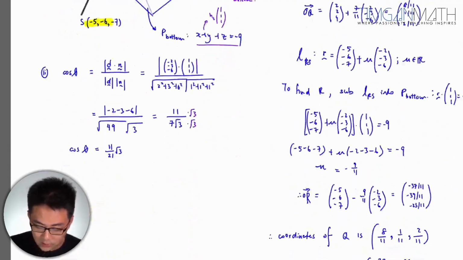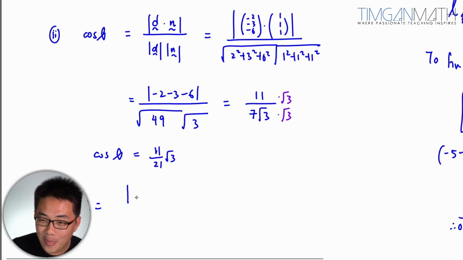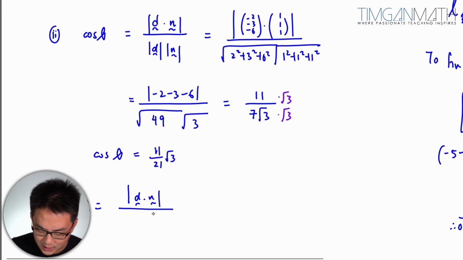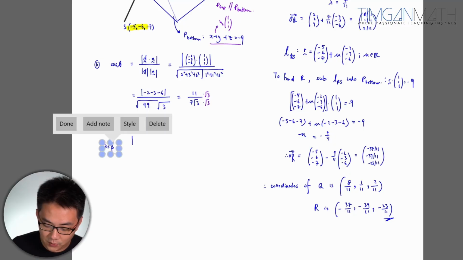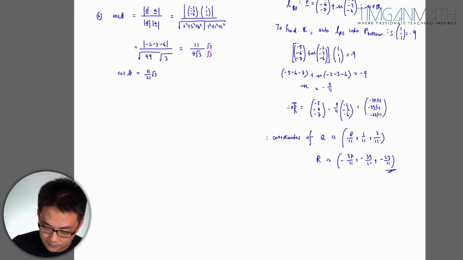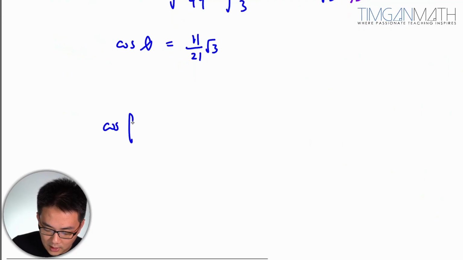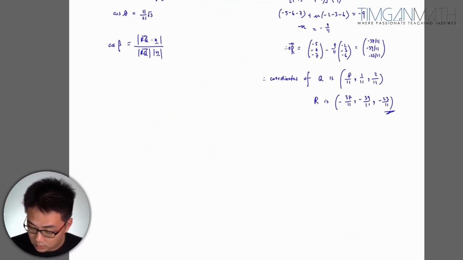Then cosine beta, do the same thing. This is pretty interesting. So cosine beta will be d dot n over... let me think. Oh, for cosine beta we need to find RQ. Beta is over here, I'm sorry, I thought it was something else. So beta is for RQ. So cosine beta would just be RQ dot n over mod RQ mod n. Okay, so we just need to find RQ.